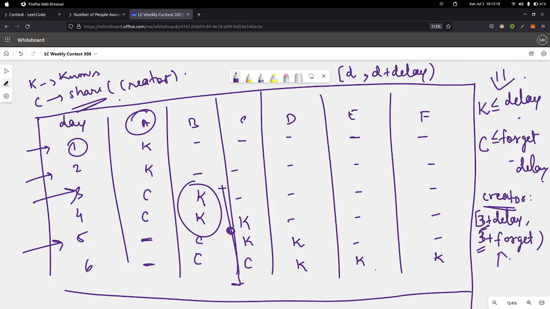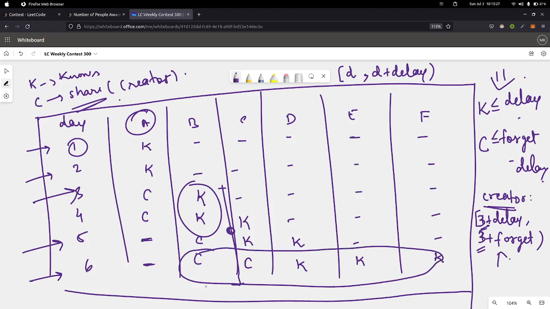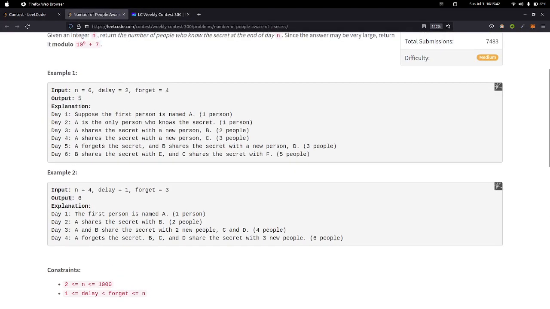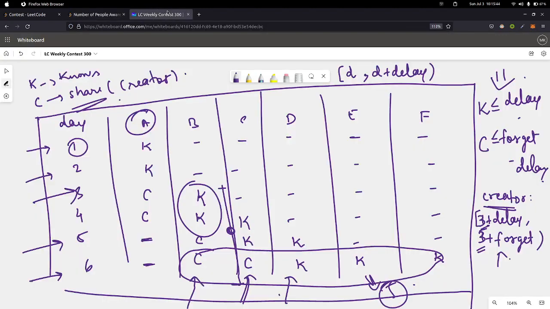And you can see on day 6 we have to return the total number of persons who know the message. So on day 6 these persons know the message. You can see 3 persons only know the message, but 2 persons can share the message, so hence they can also know the message. So 5 is the answer on day 6, which is the correct answer. And the same applies for example 2 as well.